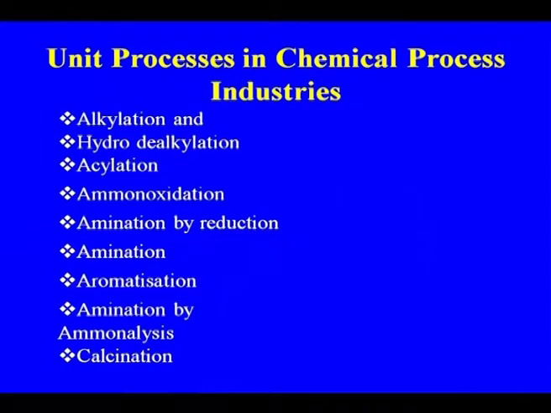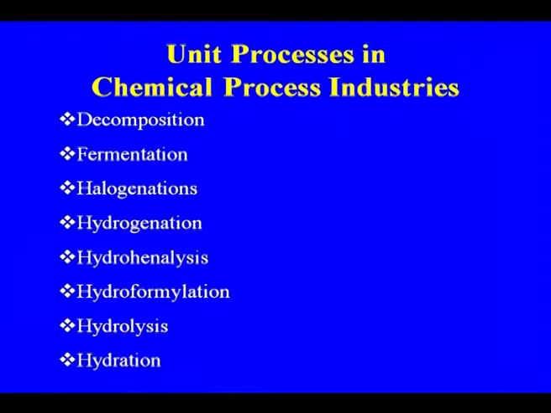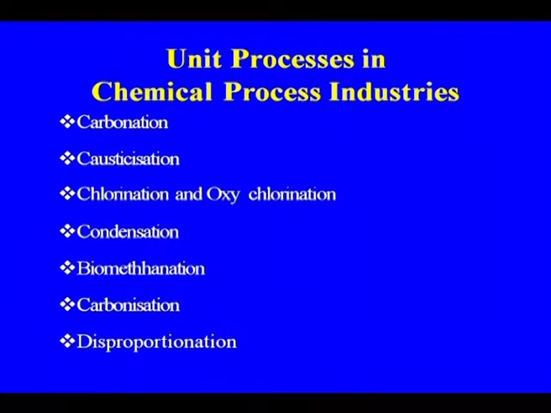Now we will discuss unit processes in the chemical process industry. What are the various unit processes that we use? Alkylation, hydroalkylation, acylation, ammoxidation, amination by reduction, amination, aromatization, amination by ammonolysis, calcination, decomposition, fermentation, halogenation, hydrogenation, hydroformylation, hydrolysis, hydration, carbonation, causticization, chlorination and oxychlorination.